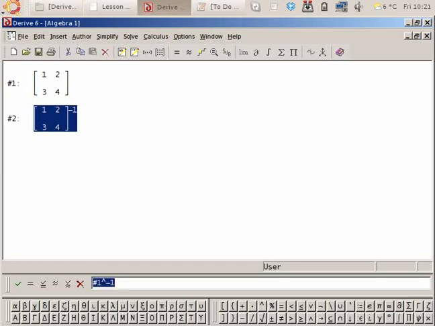So what I want you to do is put matrix on line number 1, power minus 1. And you should get that on the screen, which is the matrix with the power minus 1. You got that? Good.